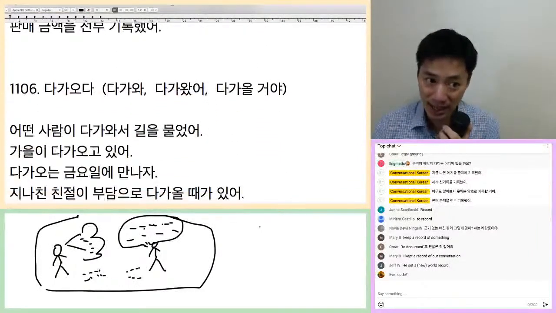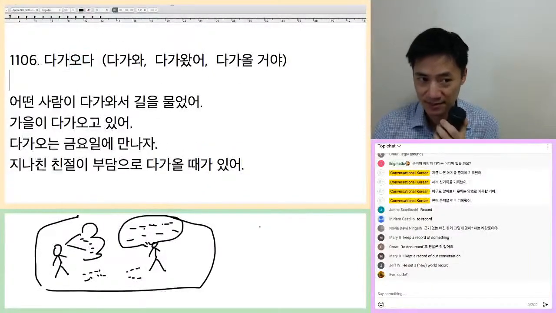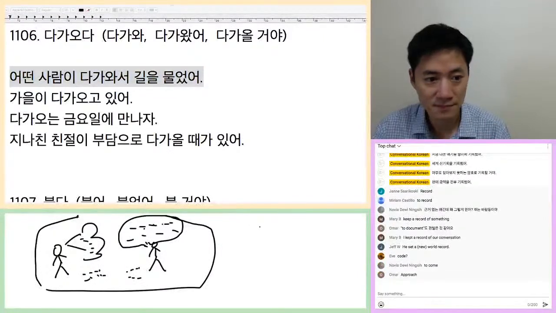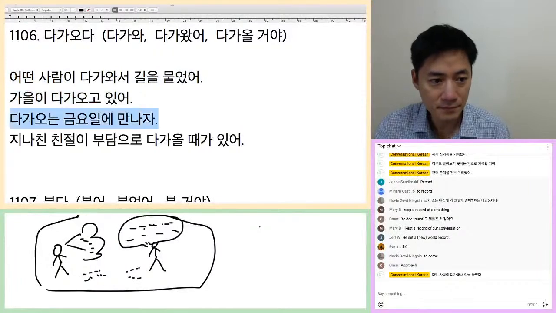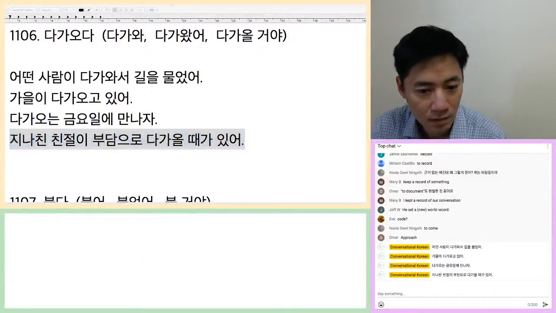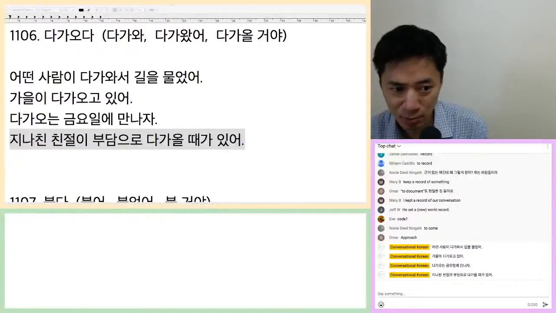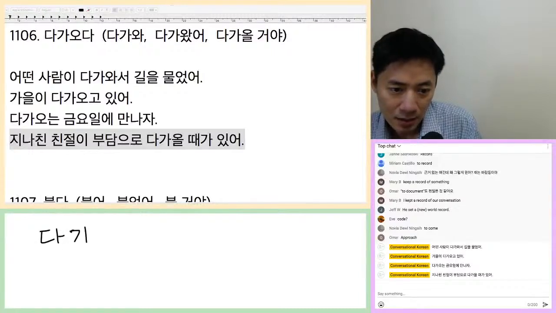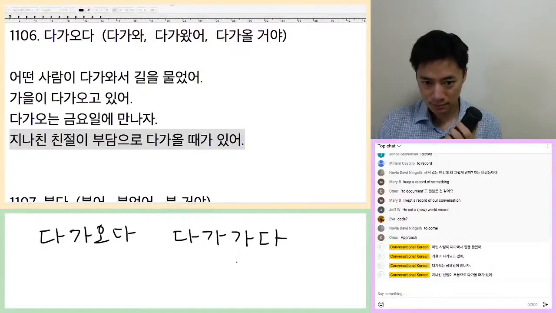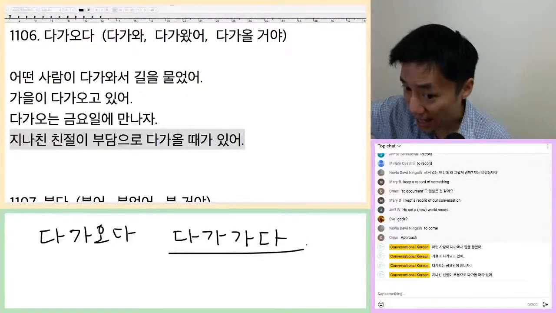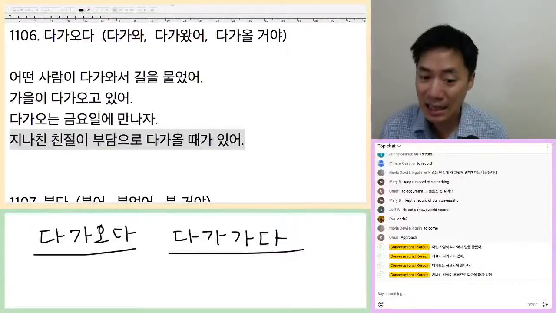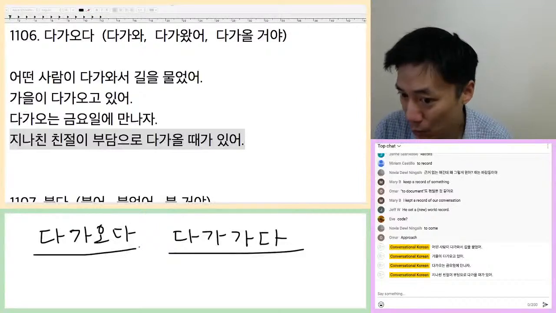And the next one is 다가오다. Something about 오다. 다가오다. Do you know what it means? We have four examples here. Approach, to come, maybe somewhere in between or maybe both. Okay, 다가오다, 다가가다. When you approach someone else, then you say 다가가다. When someone approaches you, then someone 다가오다. And that's the difference between 다가가다 and 다가오다.